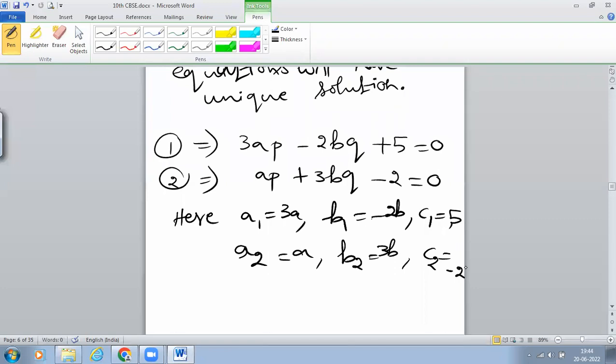Now we have to write this. A1, B1, C1, and A2, B2, C2. Please write fast.